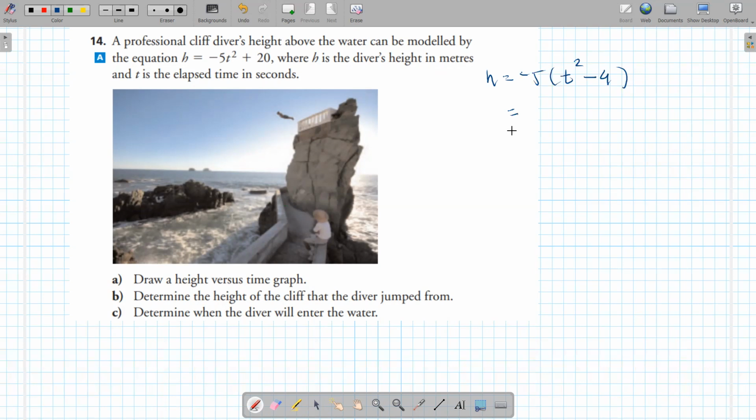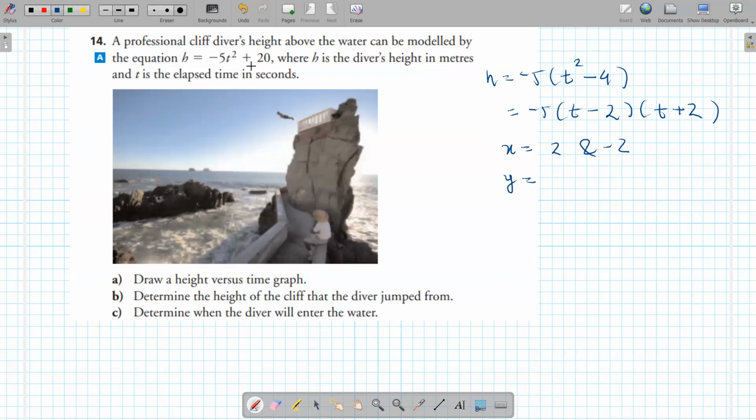You remember how to factor this? Was it like difference of squares? It was, yeah. So what does it become? It's going to become t minus something and t plus something. It's just going to be the square root of this number. t minus 2, t plus 2. So that means our x-intercepts are 2 and -2.